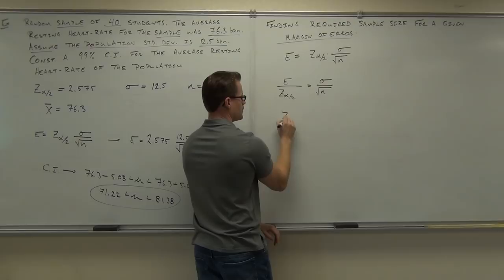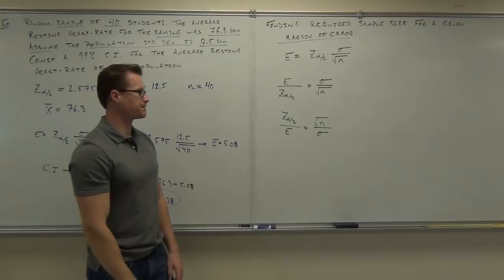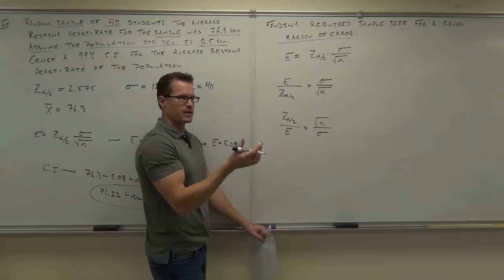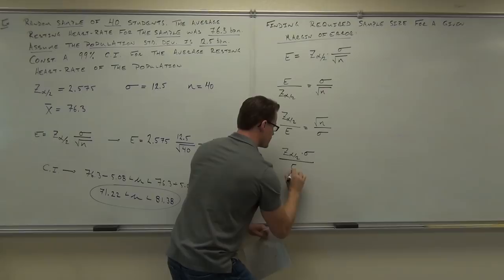Fancy algebra, isn't it? True statement. Well, at least I hope so. Otherwise, I've been doing math wrong my whole life. Still want to get n by itself. What else do I need to get rid of? Now I can multiply both sides by sigma. I'll get z alpha over 2 times sigma over E equals the square root of n.